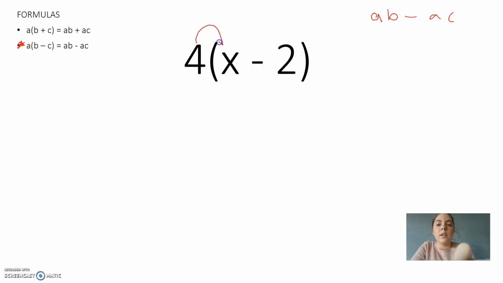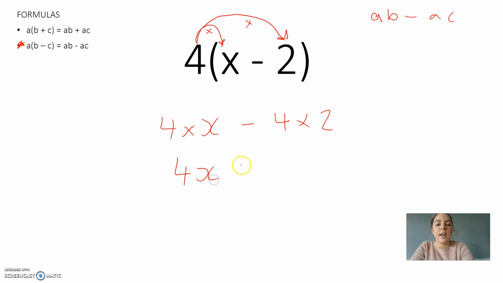So 4 times X minus 4 times 2. So we get the same answer, 4X minus 4 times 2, which is 8. However, this way you've got a little bit more of a visual, so you can make sure that you are taking into account this term and this term.